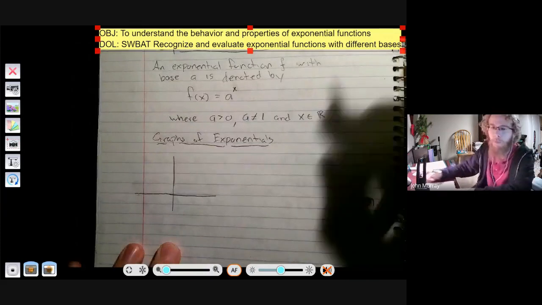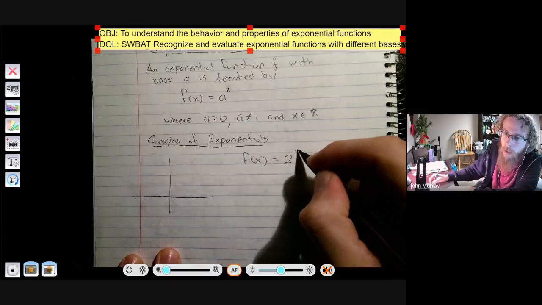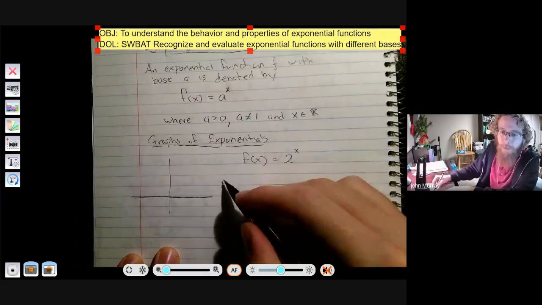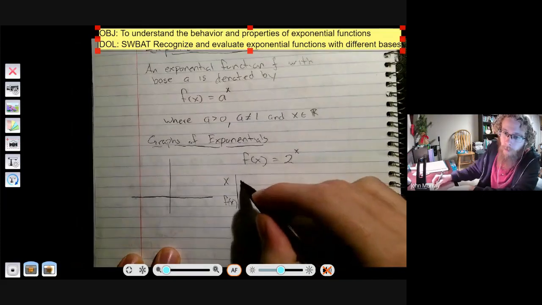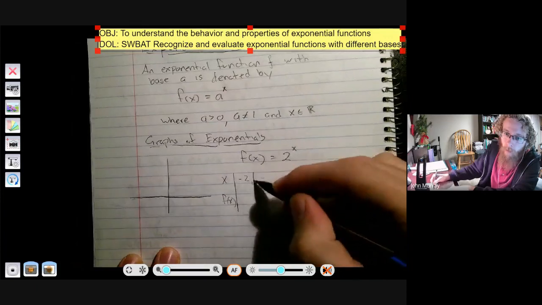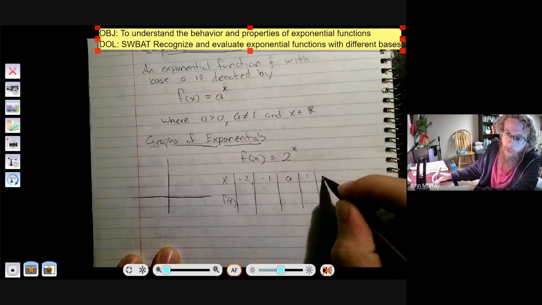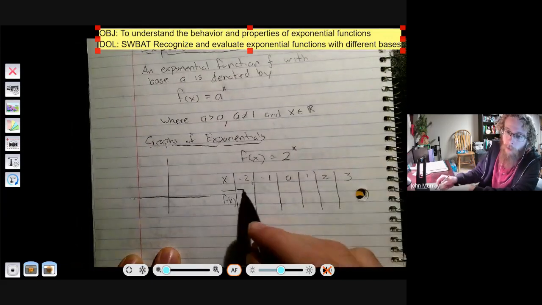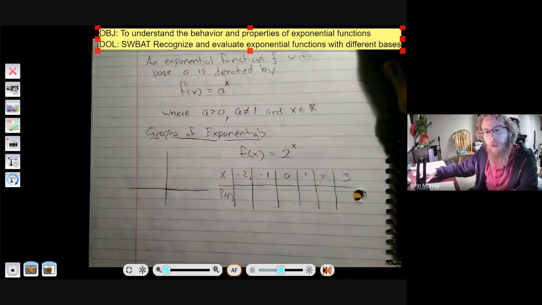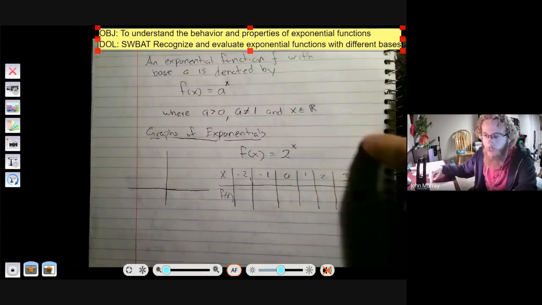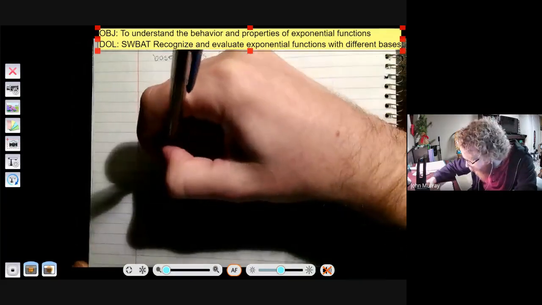So the graphs of exponentials are pretty unique. We're going to take a look at our most basic one, 2 to the x. So we're going to do it old-fashioned. We're going to make a table, and we're going to plug in. Now, I'm going to start over here with my positive numbers, and we'll graph it as we go along.